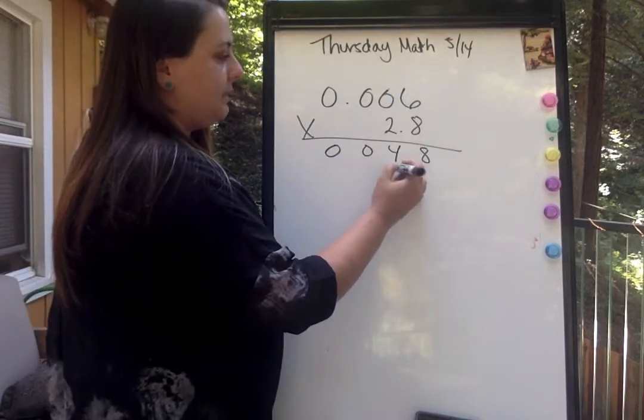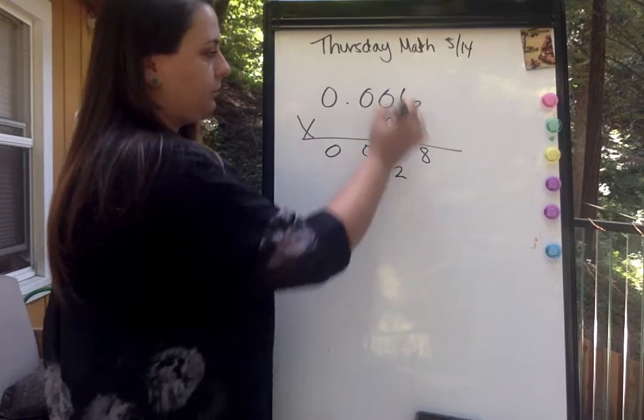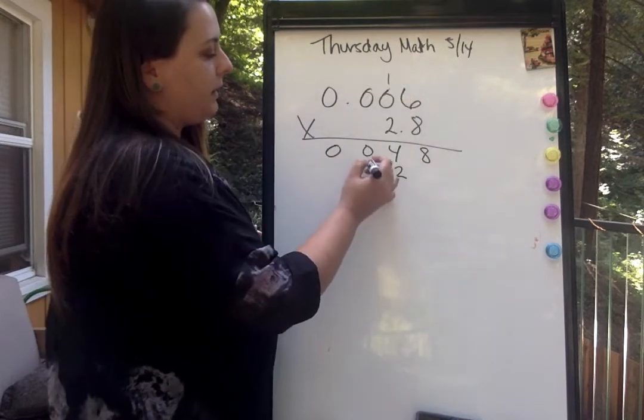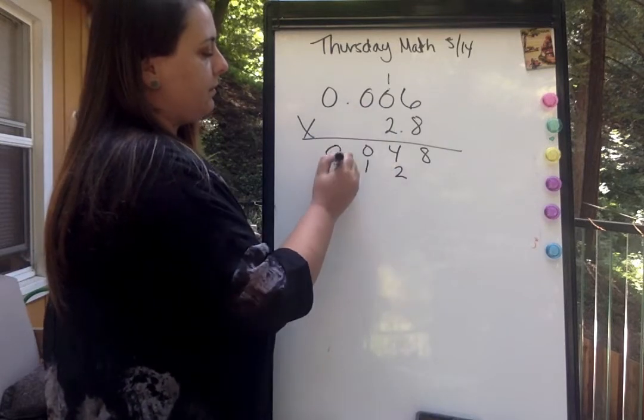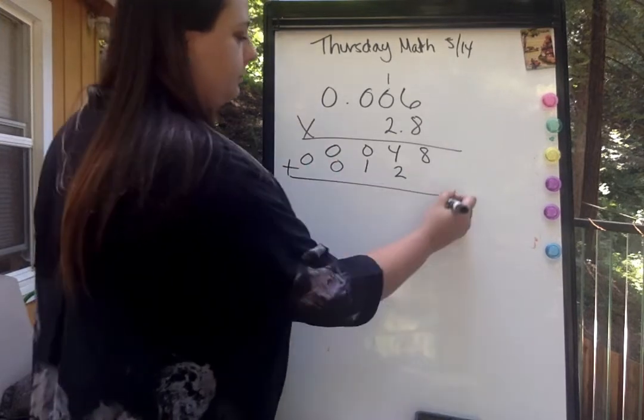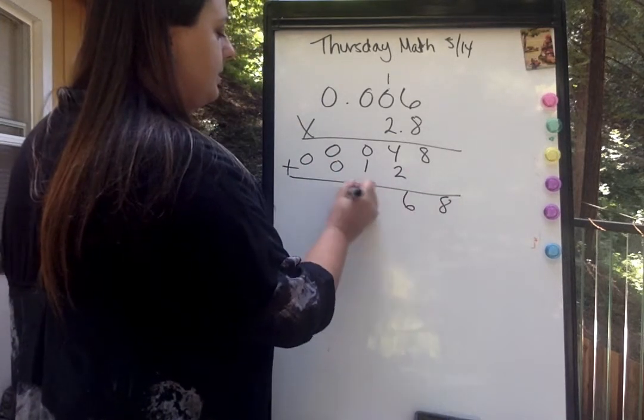2 times 6 is 12. 2 times 0 is 0, plus 1 is 1. 2 times 0 is 0. 2 times 0 is 0. Add them together. We got 8, 6.